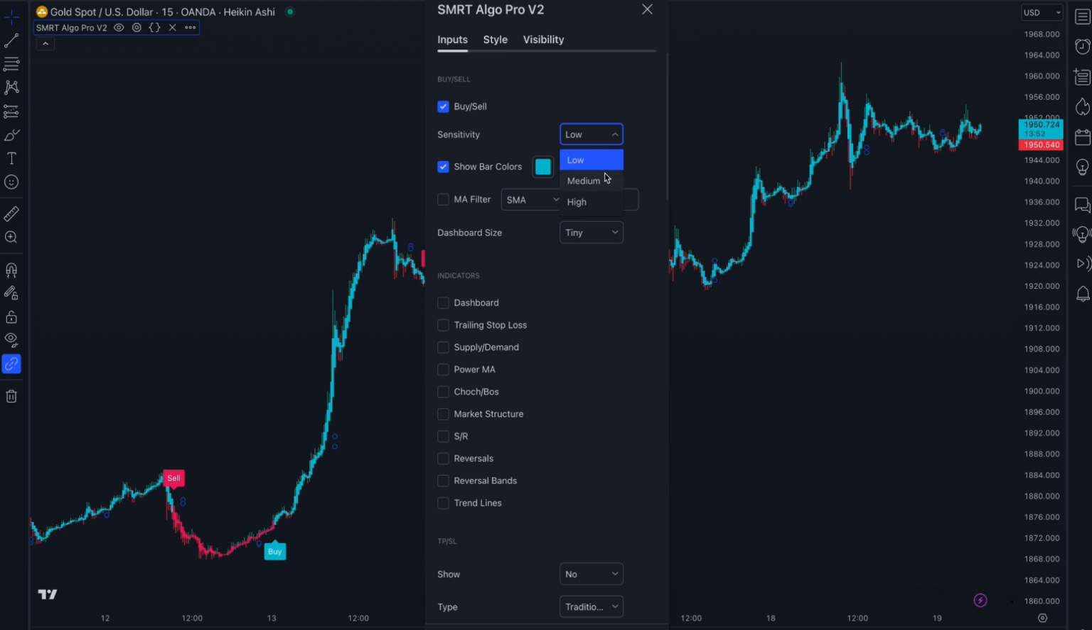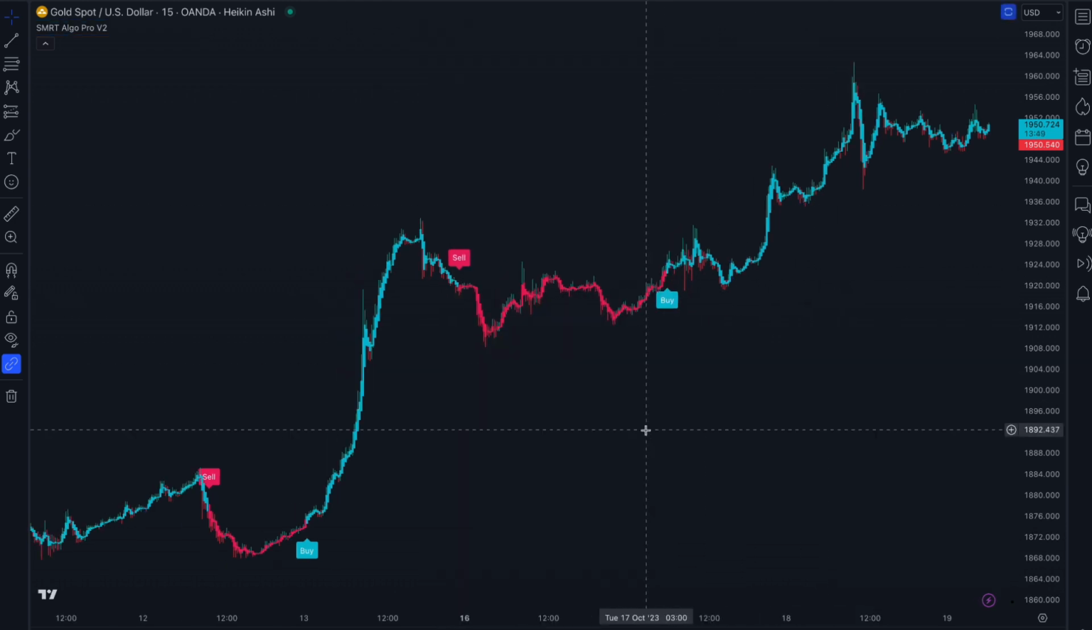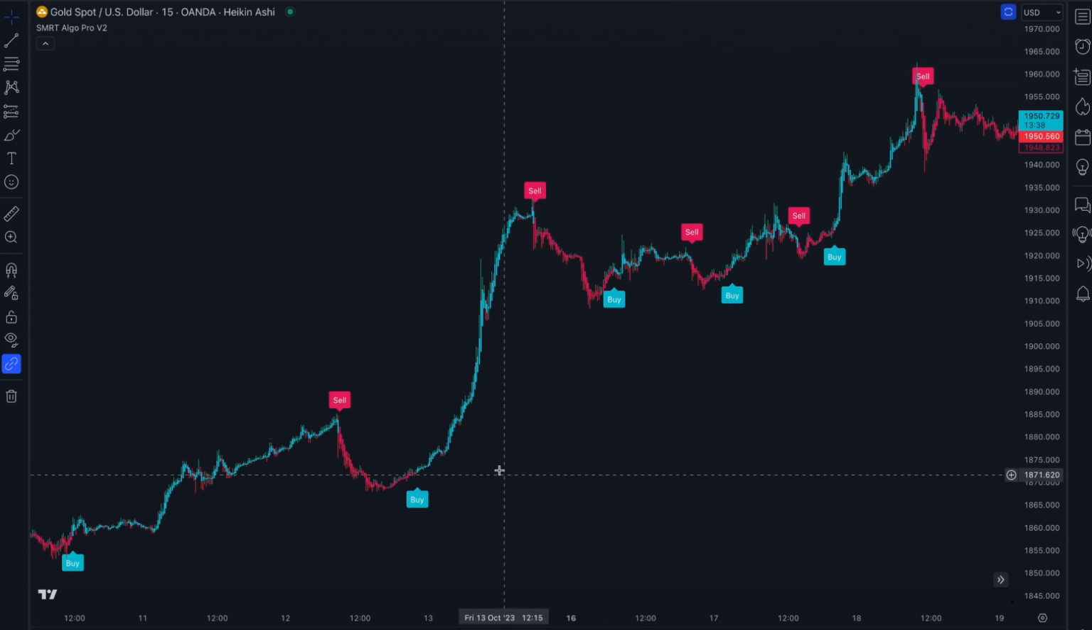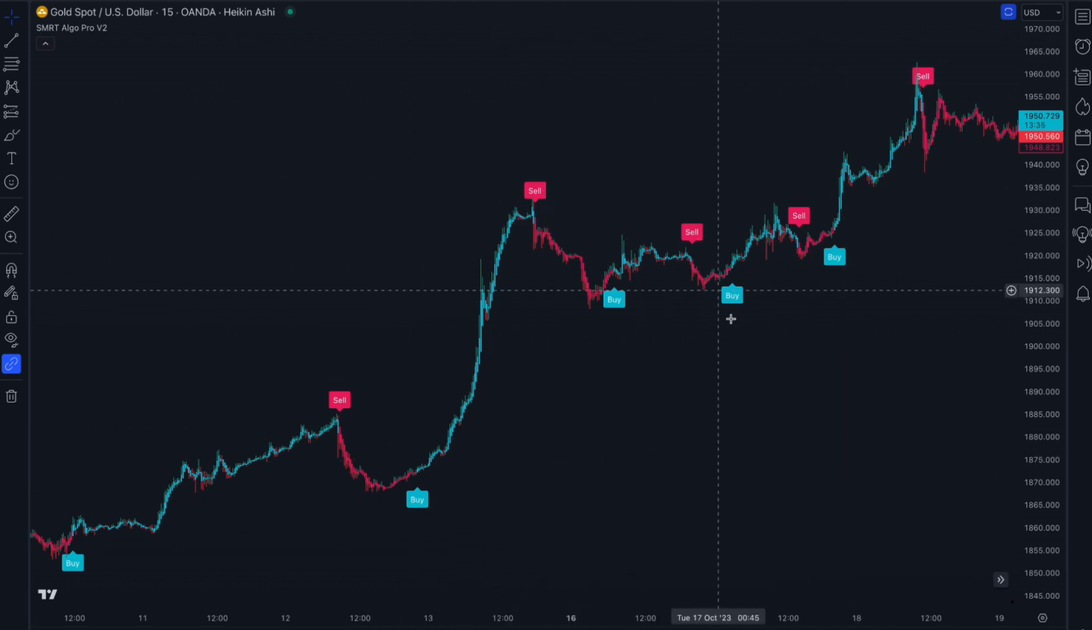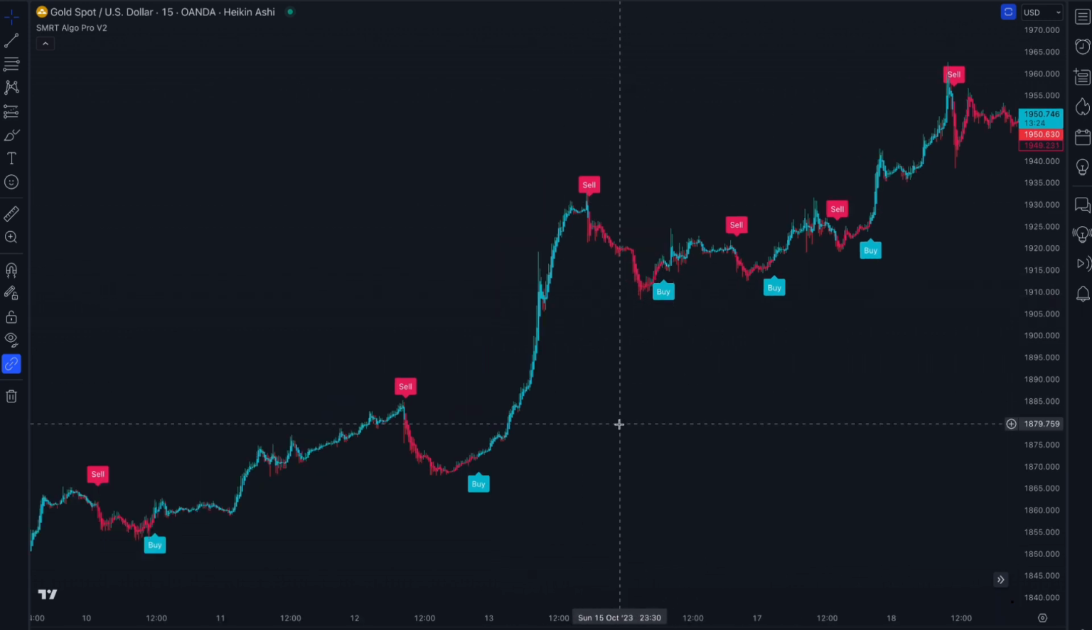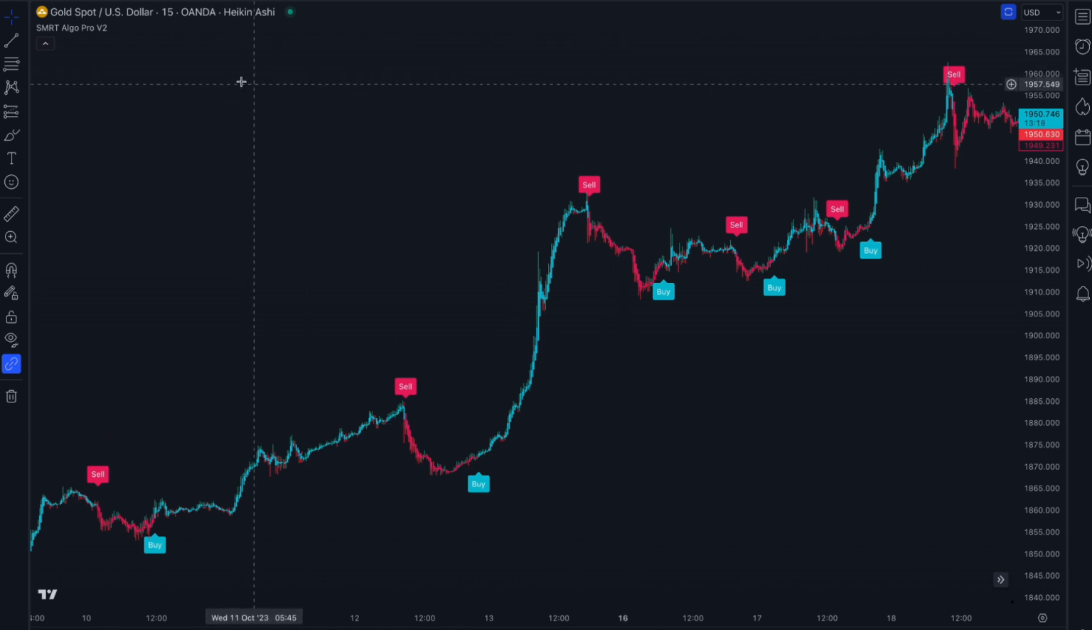If I set it to medium, you can see that the signal frequency will increase dramatically. As you can see, we have doubled the amount of signals. We went from one buy trade here, one sell trade here, and a buy somewhere here to having more trades during this rangy market condition. Medium sensitivity may be good if the market is trending, but you guys want to be careful when the market is ranging, as you will get more losing trades.